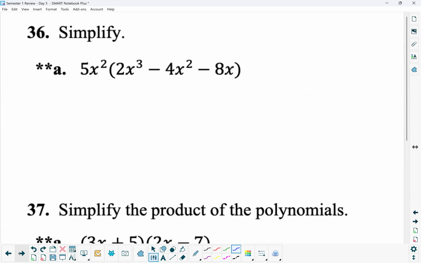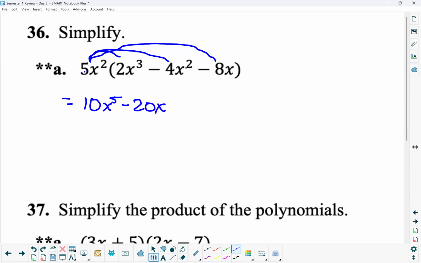All right, so here, number 36a, we have a monomial times a polynomial. So I'm going to distribute. Very simply, I multiply the numbers in front. 5 times 2 is 10. And then for the x, I add my exponents. 2 plus 3 is 5. 5 times minus 4 is minus 20. X, 2 plus 2 is 4.